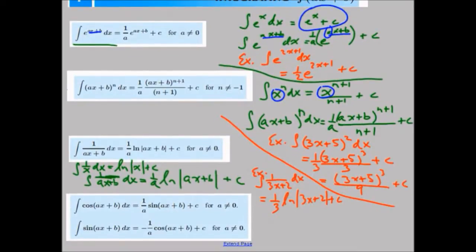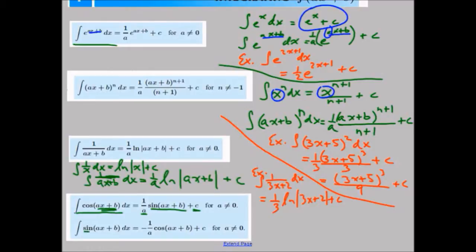And lastly, our trig, cos and sine. Again, same thing is going to happen. Notice that a cannot be equal to 0, for both of these. For all of these, a cannot be equal to 0. So here we have cos of x. The integral of that would be sine of x. But we don't have x, we have ax plus b, and we multiply by the 1 over a. And have our constant of integration.